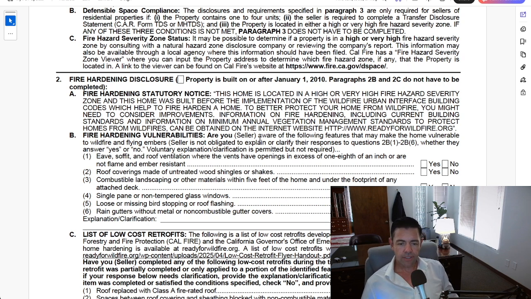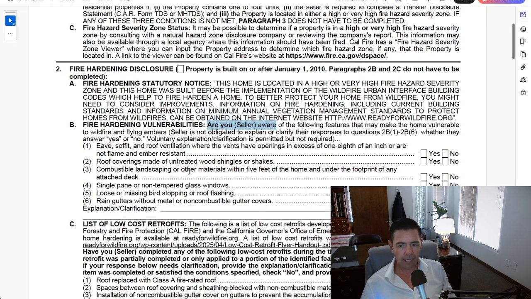Because sellers get nervous. They get nervous when they get asked on disclosures and they don't want to get in trouble. And what you're going to point them to is the word "aware." Are you, the seller, aware of the following features that make it more vulnerable to fires? And then it outlines all these features.